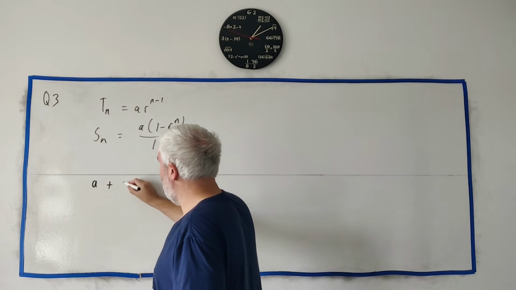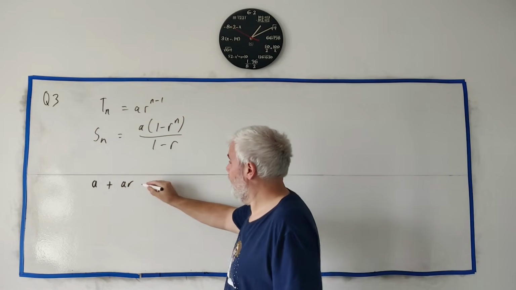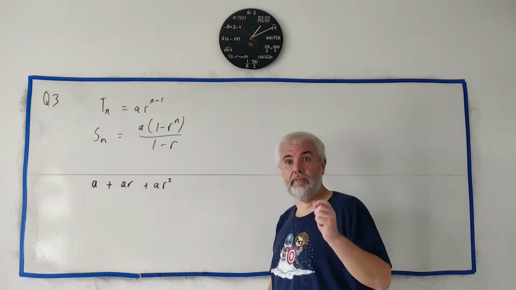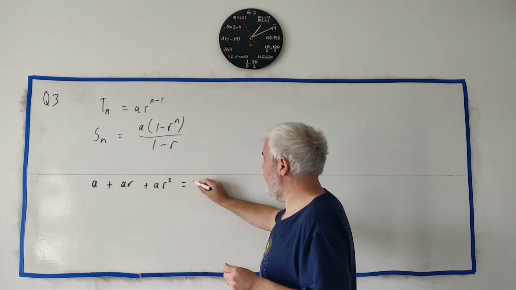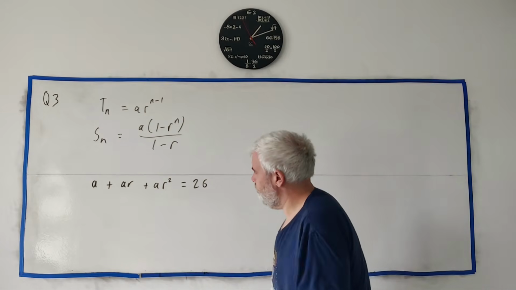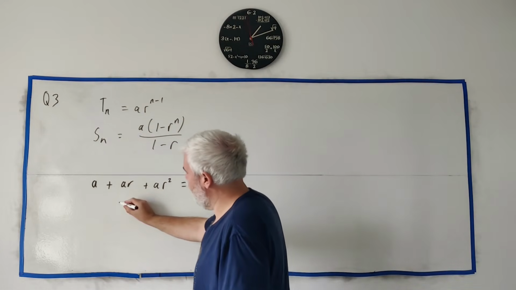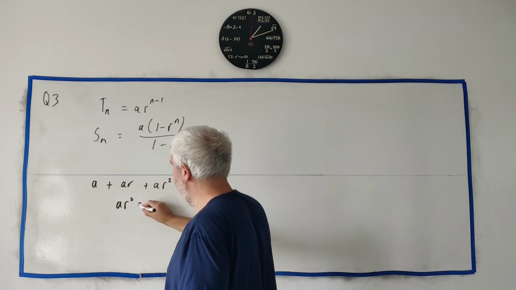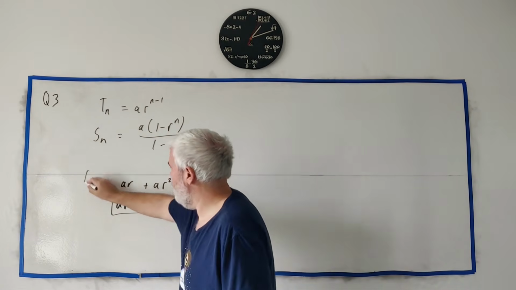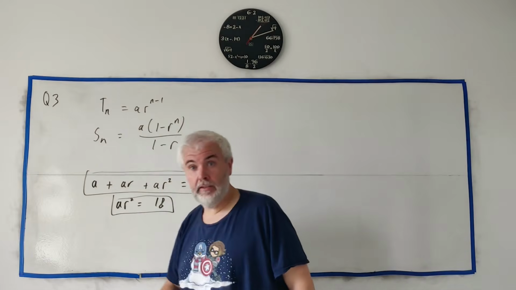A plus Ar, that's the second term, plus Ar squared. And the fact that they all added together is equal to 26. And just like previously, we still know the third term, Ar squared, is equal to 18. This time, this is our two clues we're going to put together to get the answer.